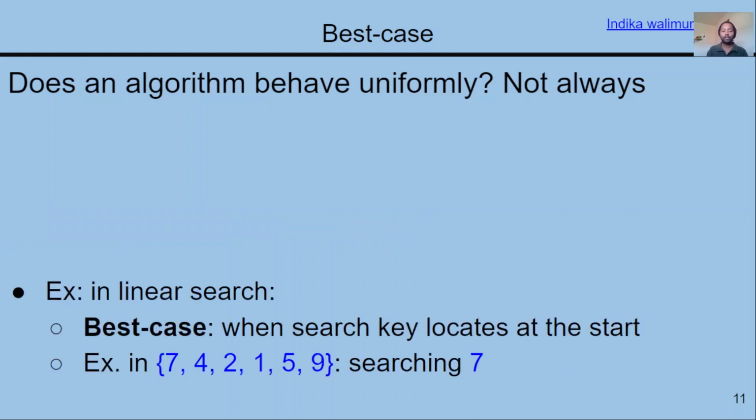If we take the linear search, the best case is when the search key is located at the start of the array. So in here, searching 7 would be the best scenario.